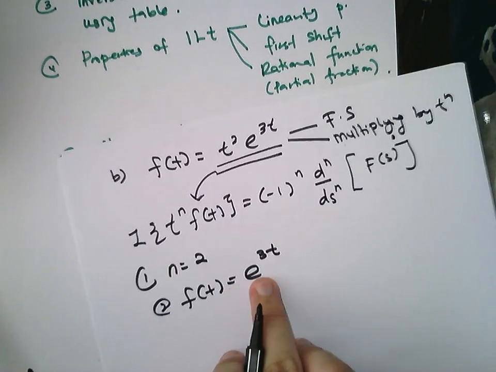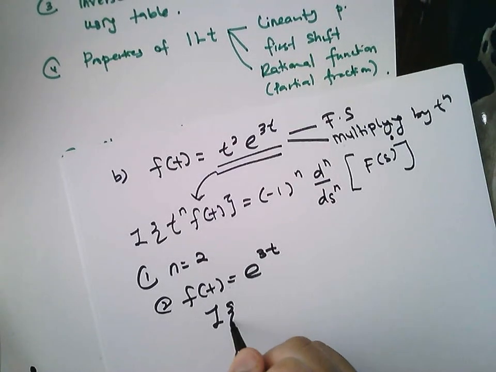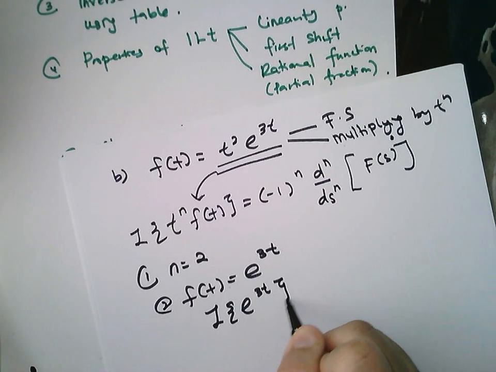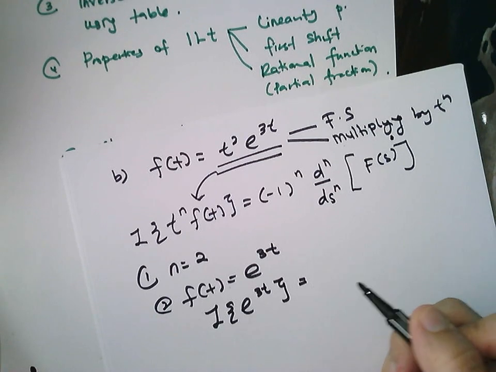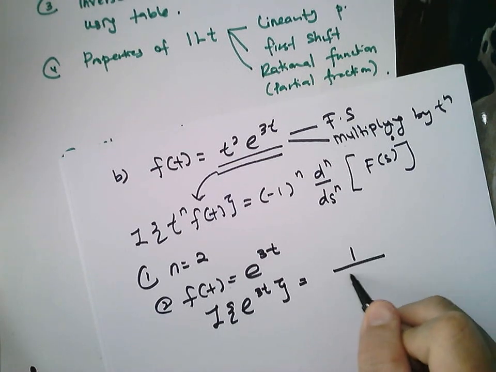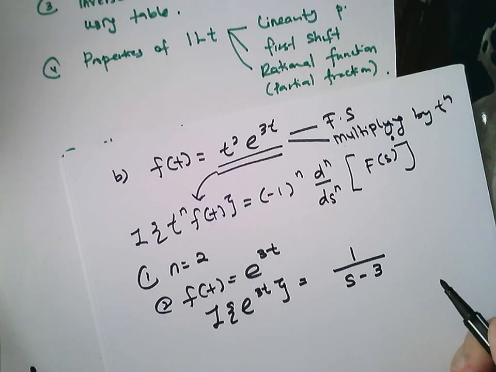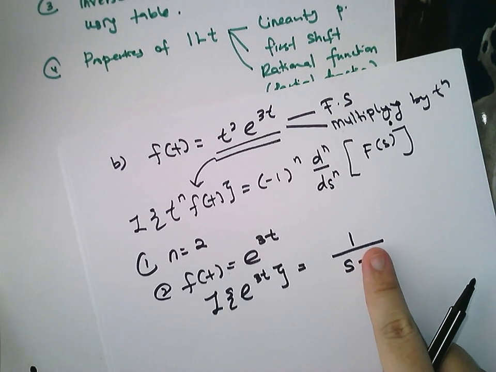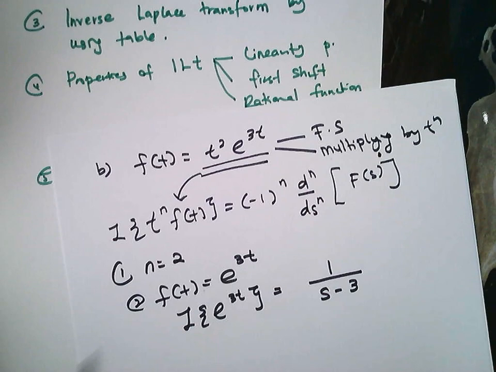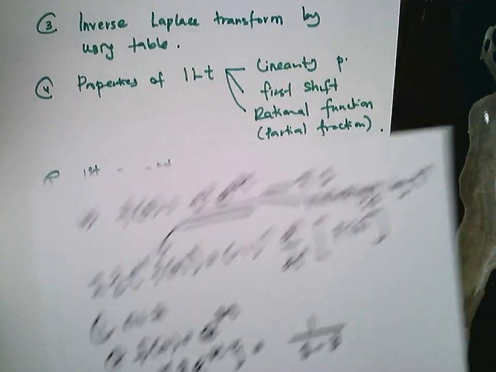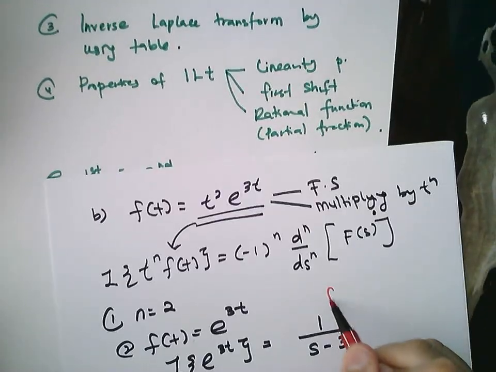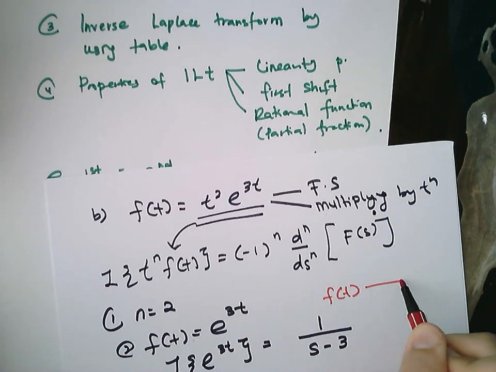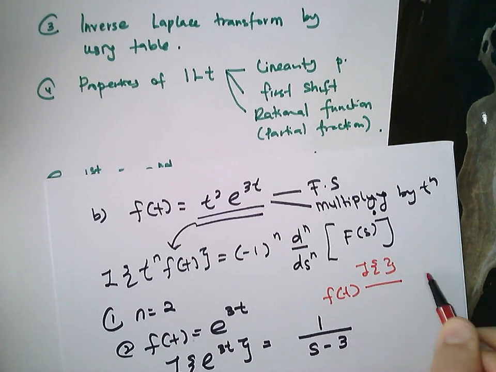So get the Laplace of this one. Laplace of e^(3t) is equal to 1 over s minus 3. So this is your F(s). Remember, when you have f(t), I already explained this in the first video for Laplace transform: from f(t), apply the Laplace transform, then you will get F(s).